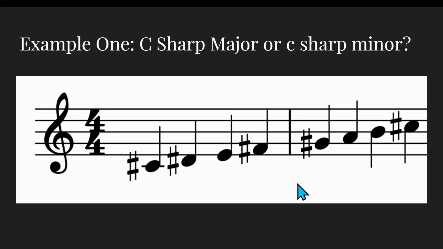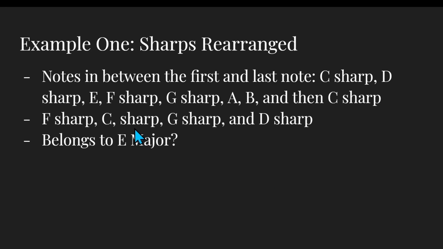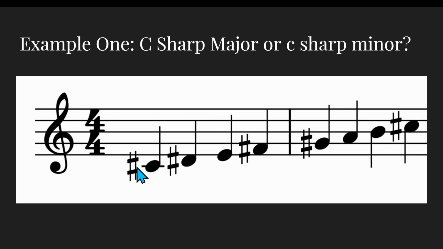Let's rearrange the sharps in the list we normally know: F sharp, C sharp, G sharp, and D sharp. Since we do not memorize the relative minor keys, let's think about the major keys we know. These 4 sharps look like they belong to E major. But there is a problem. This scale doesn't start on E, it starts on C sharp. This most likely means that this scale is in the key of C sharp minor.